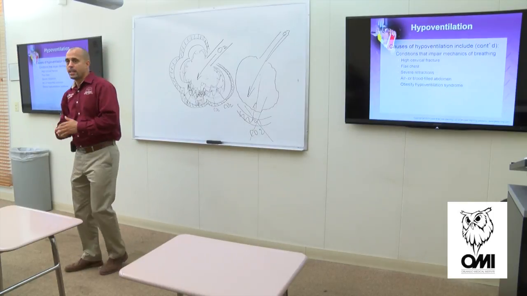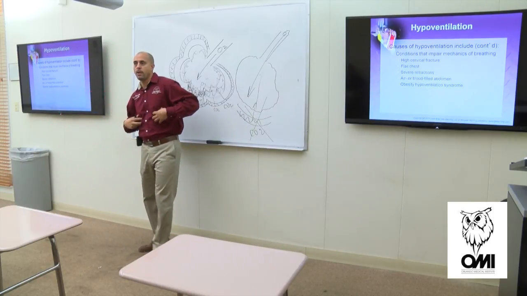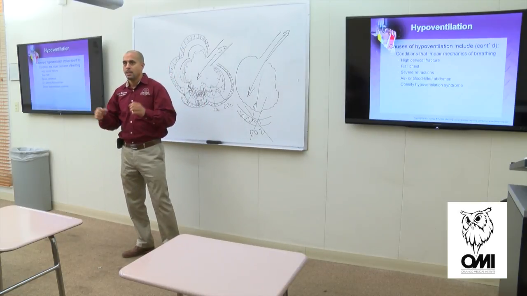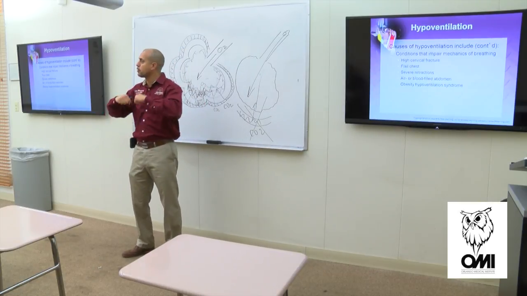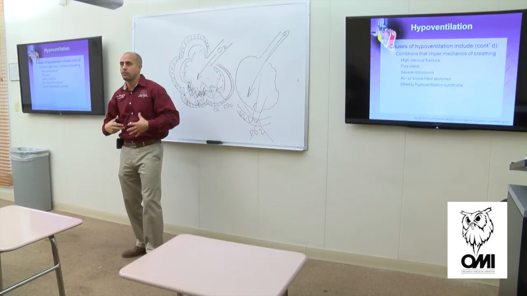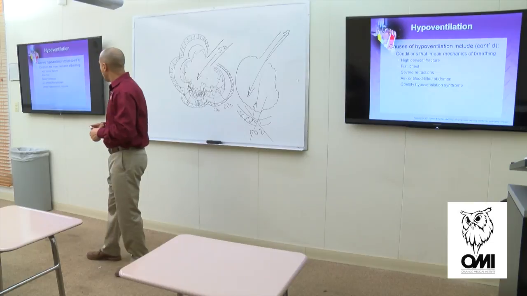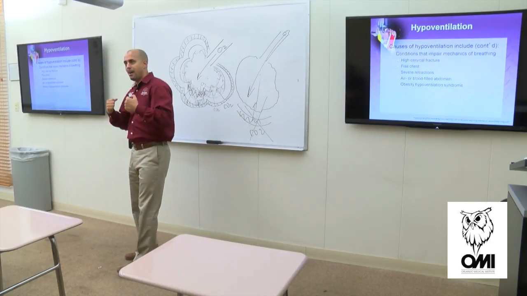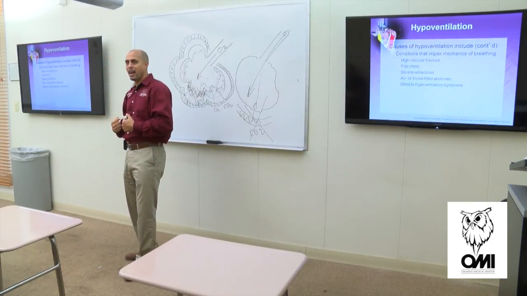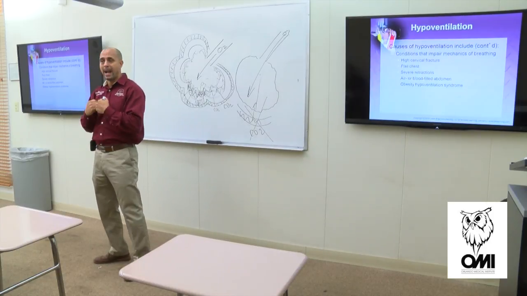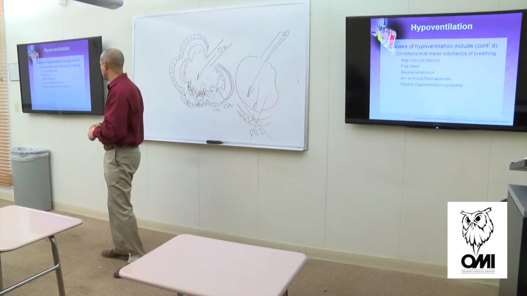Flail chest, we talked about that, right? Two or more ribs broken on both sides. What's the diaphragm not going to do? It's not going to want to contract because of the pain. So adequate chest rise becomes impaired. It becomes inadequate. Severe retraction. Why am I severely retracted? Because I can't get air in. So the diaphragm can't move adequately. The diaphragm is struggling.